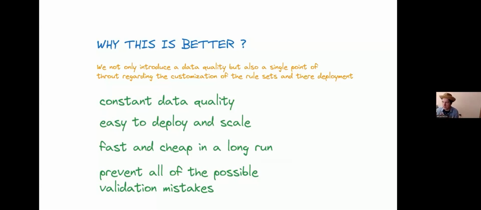So the initial cost is related to development. We need to develop our form initially, but in the long run, we are going to save a lot of time in this operation, trying to achieve data quality for every single system. And of course, the most important thing that we are receiving is the prevention of possible validation mistakes and repeatable validation mistakes.